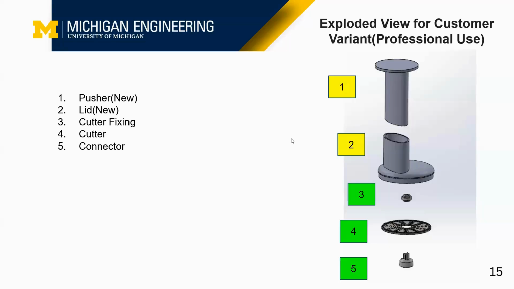All right, moving on. I'm now going to cover the exploded view for the customer variant, in this case, the professional kitchen use. Here, the pusher and lid are adjusted so that the opening where the food goes is bigger. And the cutter fixing, cutter, and connector will remain unchanged.